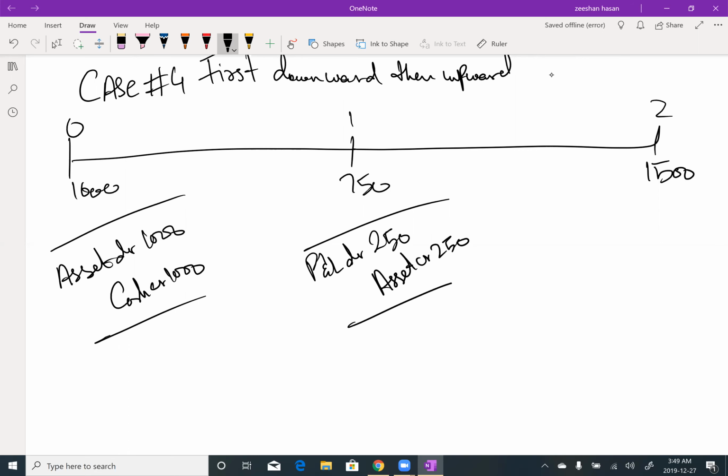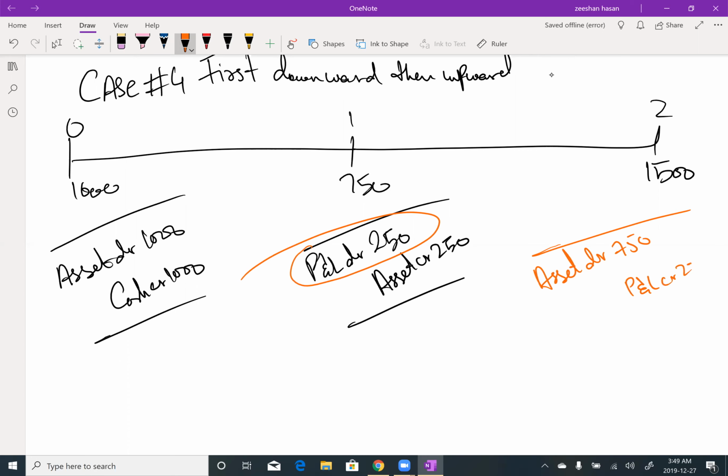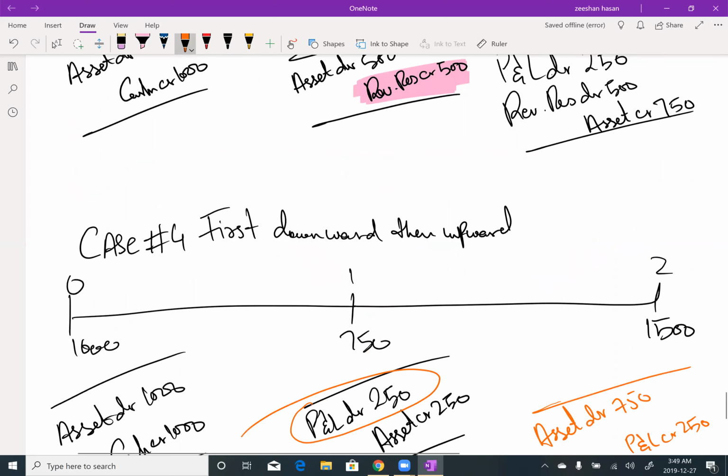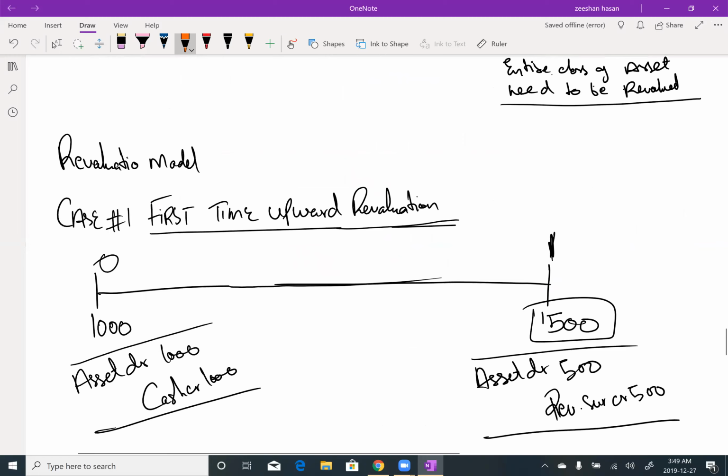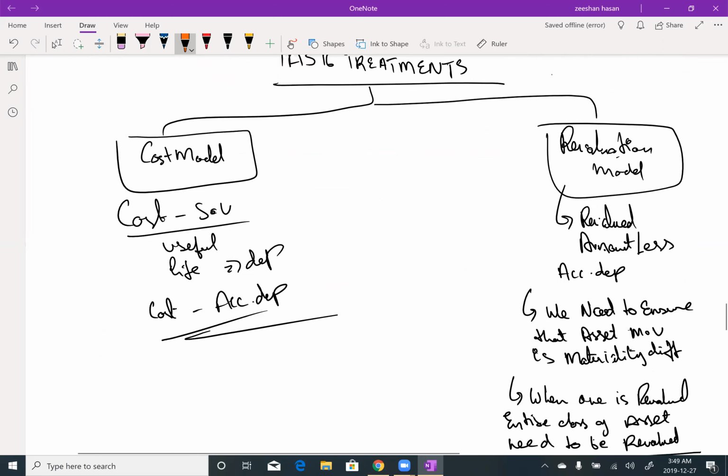Now see the last year's entry: the asset goes up by 750, so asset debit 750. This P&L expense will be reversed, so it will be P&L credit, recognized as income. How much is left? 500 left, so it will be revaluation reserve credit 500. And those are the four cases we need to look at. I hope you get it till here.